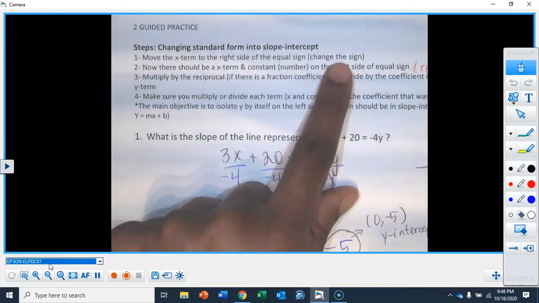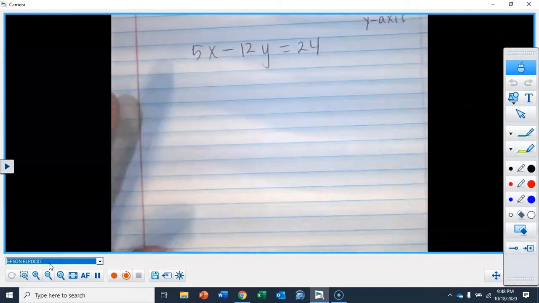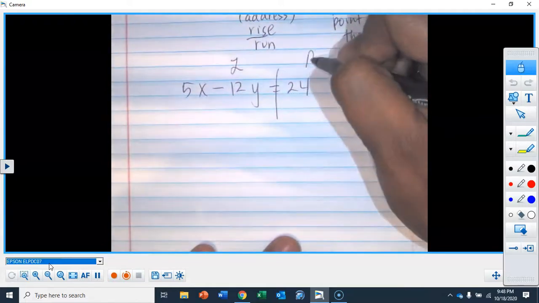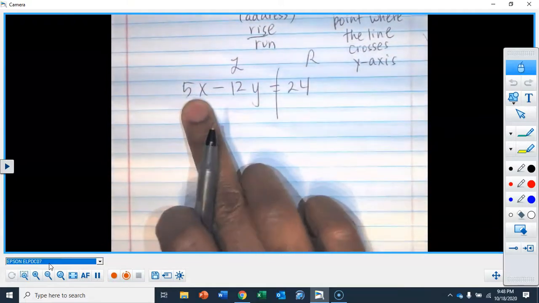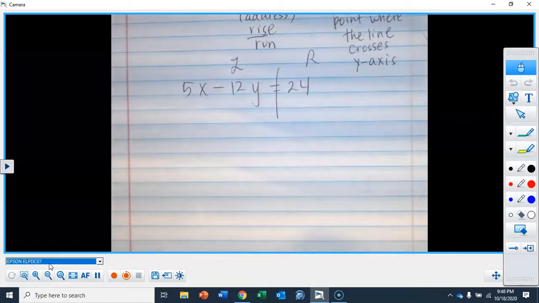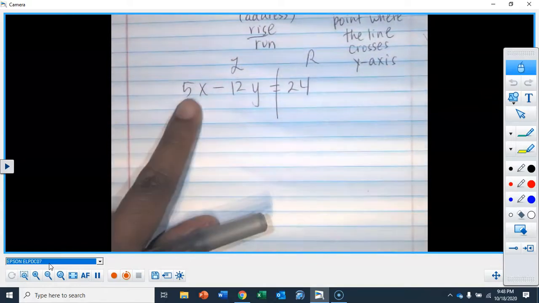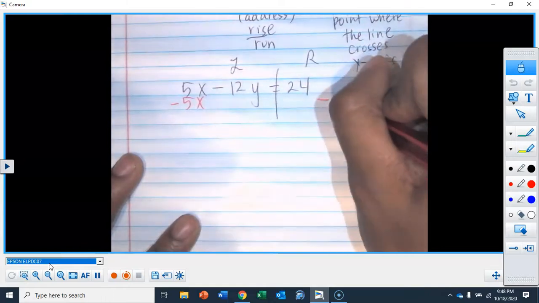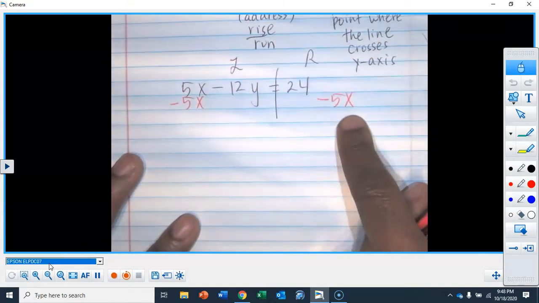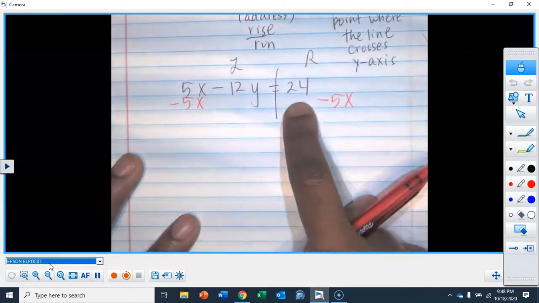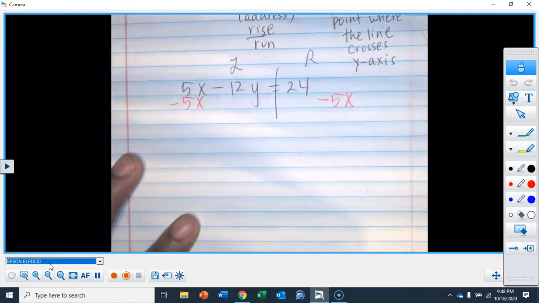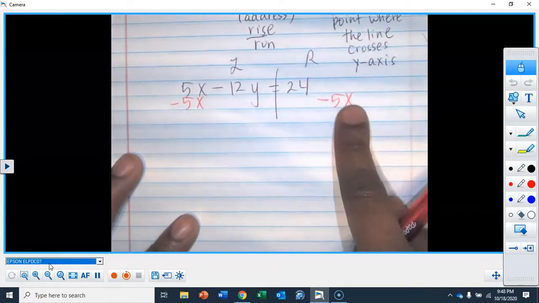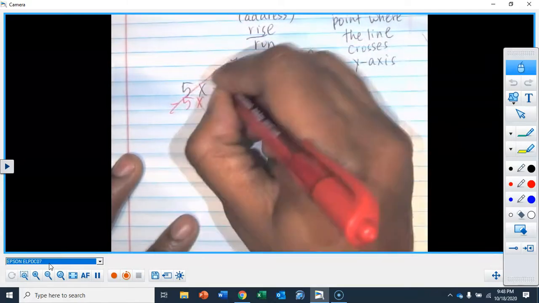And how do you do that? You change the sign of the x term. So we go here and I say, okay, this is my left side, this is the right side. I want to move my x term to the right, and because that is a positive 5x, I have to do a minus 5x. And notice that I write it way over here because I'm not going to put a minus 5x under the 24 because they're not like terms, okay? So I'm over here and you're over there. All right, so now this is 0.